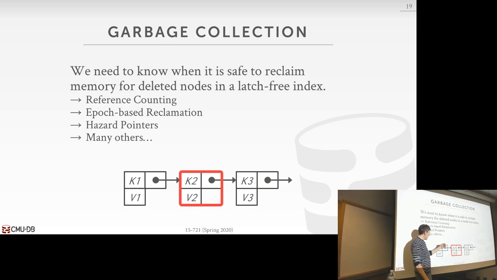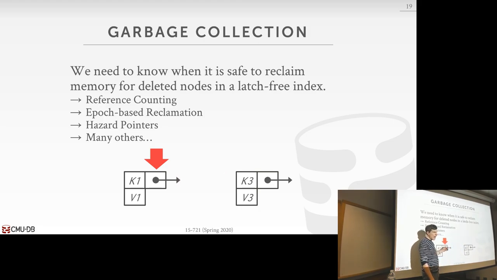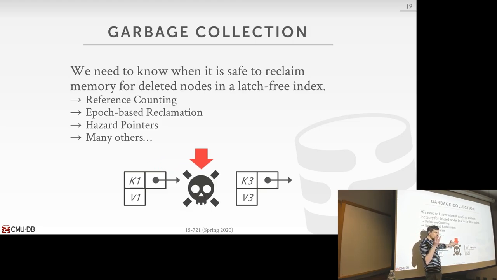Say I want to delete K2 here, and this is a simple single-direction linked list, right? My thread is at key one, and it sees the physical pointer to the next key, but then the garbage collector comes in and cleans up this node. Now I follow this pointer to some random invalid memory address that doesn't mean anything anymore, and worst case scenario, I seg fault. Actually, worst case scenario, I could read garbage and think it's something real, right? So we want to avoid this.